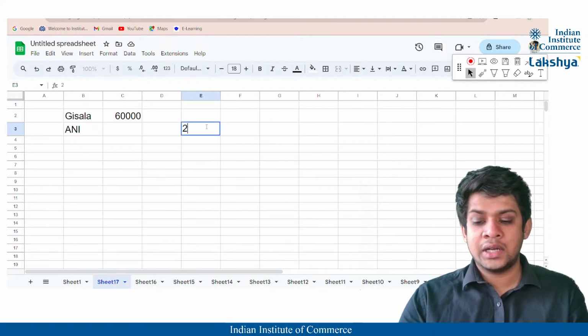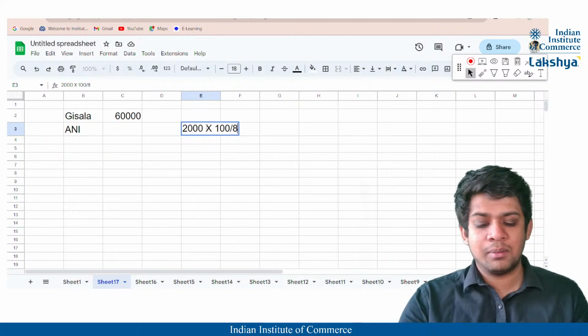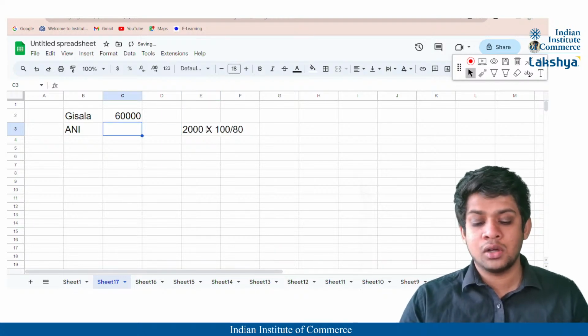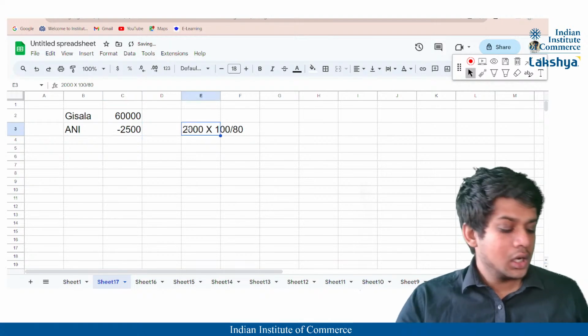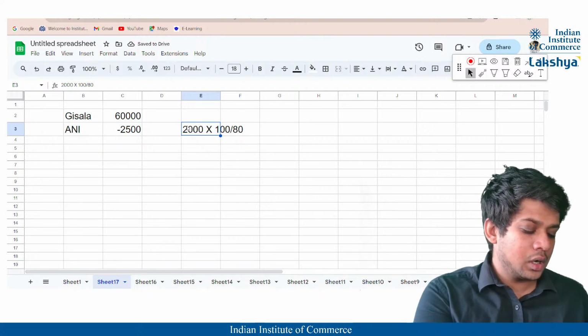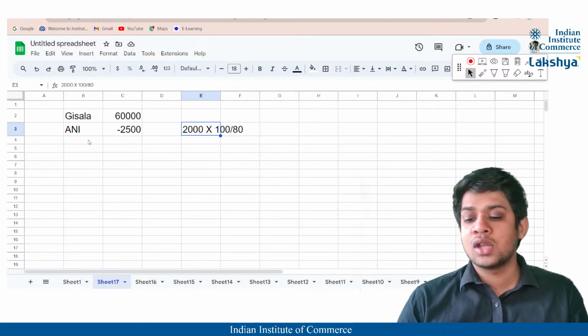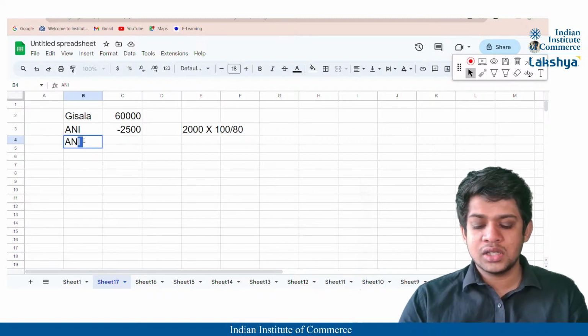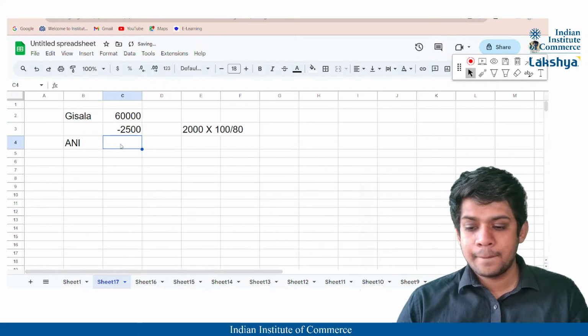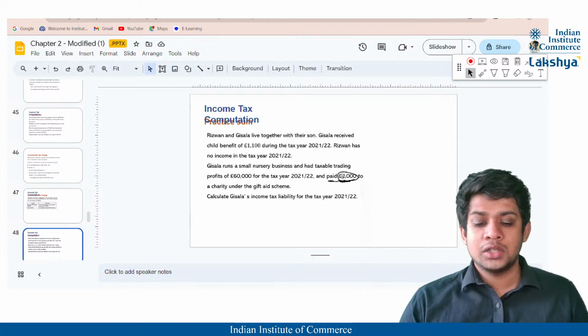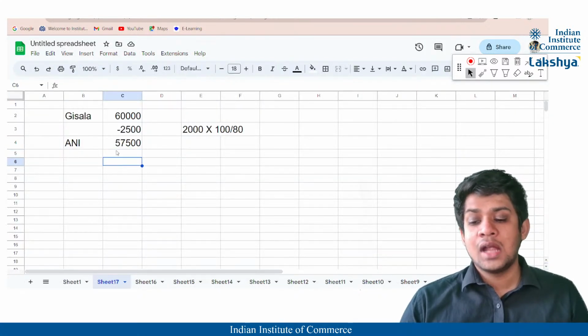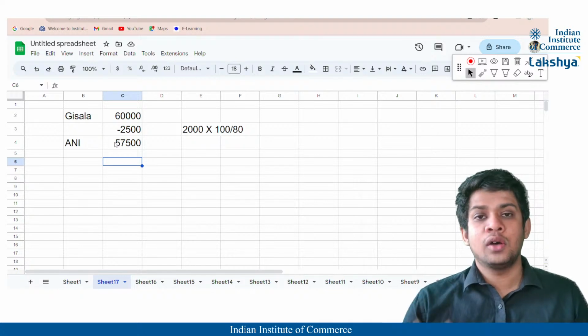That gross amount is calculated as she paid 2000 towards the Gift Aid donations. So it should be multiplied by 100 divided by 80, because 20 is contributed by HMRC on her behalf, and she gets a deduction while calculating ANI of 100%. So it is 2000 into 100 divided by 80, which gets her a deduction of 2500, because of which her adjusted net income becomes 57,500. Sorry, 57,500, and it is still above the threshold of 50,000.